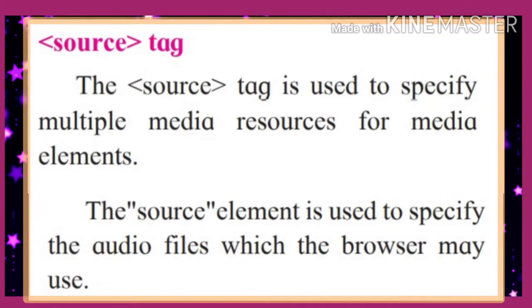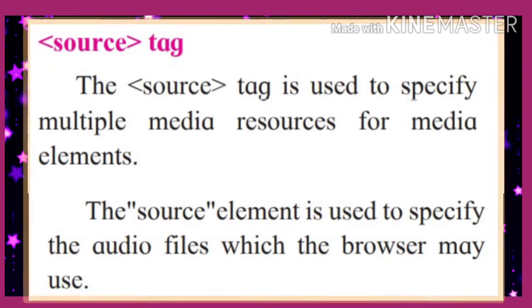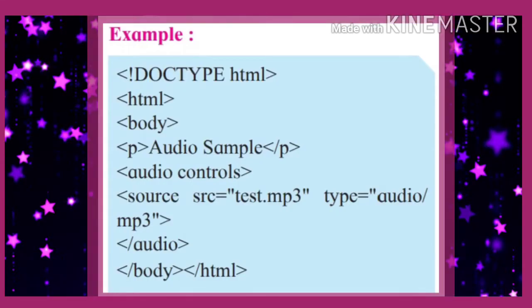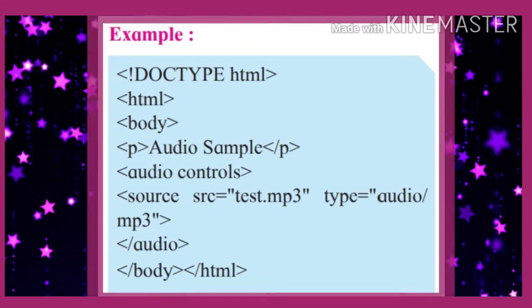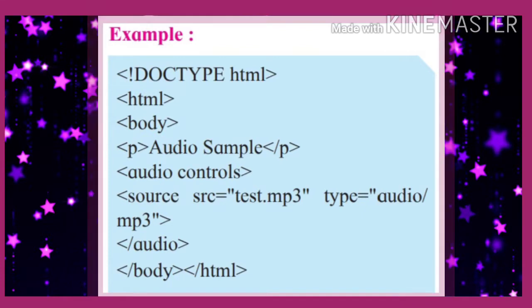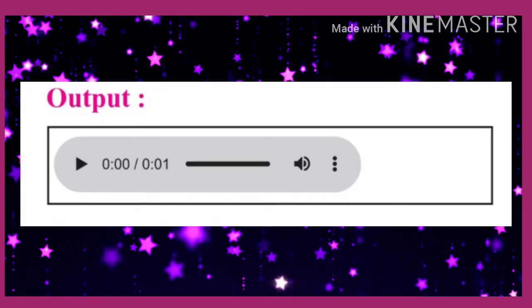Source tag. The source tag is used to specify multiple media resources for media elements. It is used in between open audio tag and close audio tag. The source element is used to specify the audio files which the browser may use. Let's see one example to insert audio file by using audio tag. Here we used audio tag with controls attribute. In between the audio and close audio tag, source tag specifies the audio file test.mp3 by using the src attribute. Save the program, run on the browser and see the output.